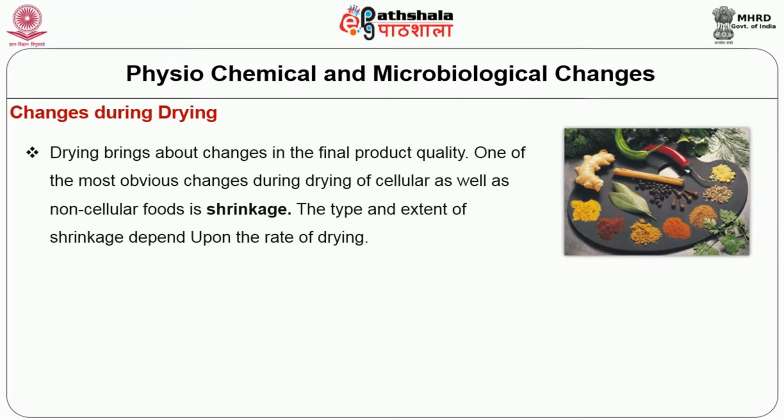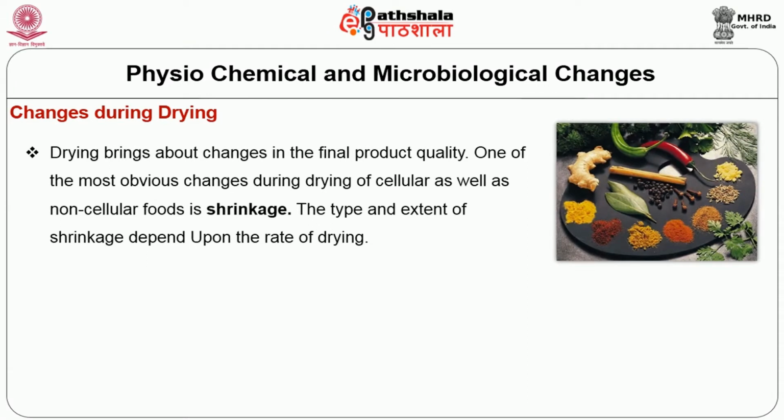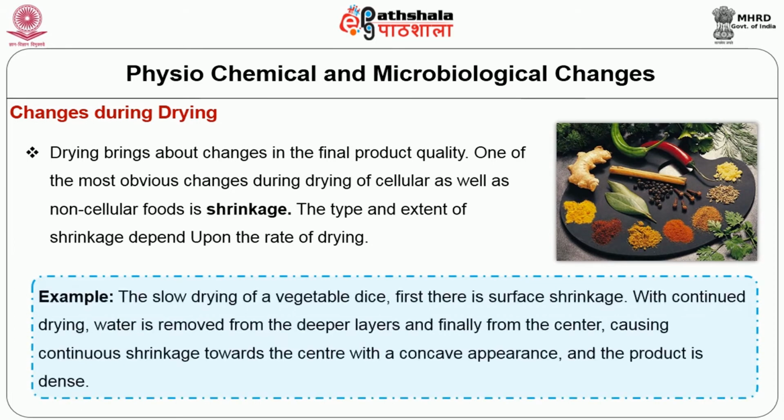Drying brings about changes in the final product quality. One of the most obvious changes during drying of cellular as well as non-cellular foods is shrinkage. The type and extent of shrinkage depends upon the rate of drying. For example, on the slow drying of a vegetable, first there is a surface shrinkage. With continued drying, water is removed from the deeper layers and finally from the center, causing continuous shrinkage towards the center with a concave appearance, and the product is dense.